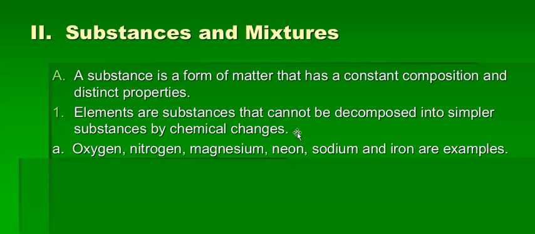Substances and mixtures. All matter can be classified as a substance or a mixture. A substance has a constant composition and distinct properties. There are two types of substances. The first type of substance is an element. Elements cannot be decomposed into simpler substances by chemical change. The elements are pretty easy to recognize because they are on the periodic table. Oxygen, nitrogen, magnesium, neon. They cannot be decomposed into simpler substances, so they have a constant composition.